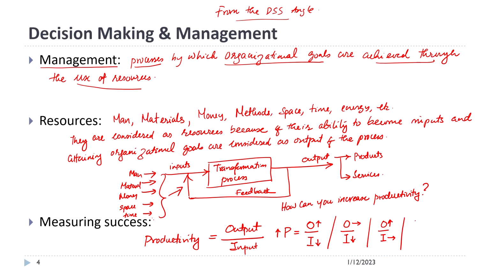Then the fourth option is you can slightly increase the input, but for that slight increase, increase the output much more drastically. And the last option is the reverse of this: slightly decrease the output, very little decrease in output, but a large decrease in input. So, in these 5 ways, you can increase the productivity of the system.